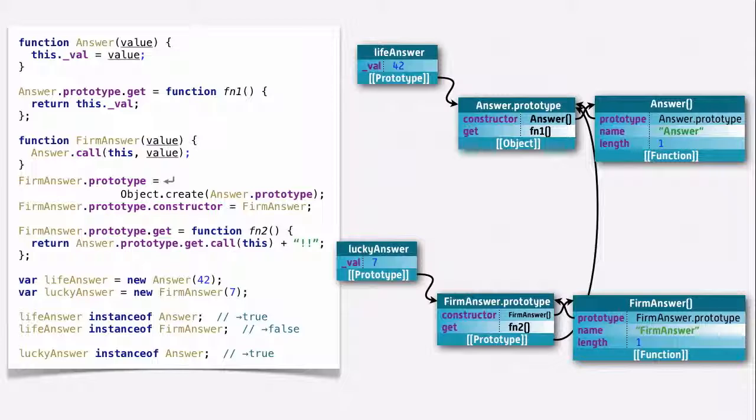However, there is one caveat to this, one exception to the rule. luckyAnswer is an instance of answer because JavaScript will go up the prototype chain. So JavaScript will look at answer.prototype. It will look at luckyAnswer's prototype. That's not a match, but it will go up the prototype chain and look at answer.prototype as well. That is a match, so luckyAnswer is an instance of answer.